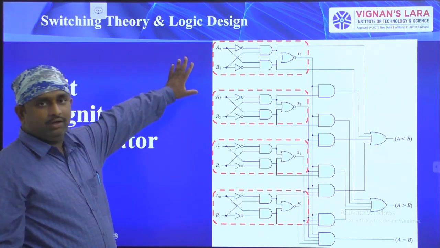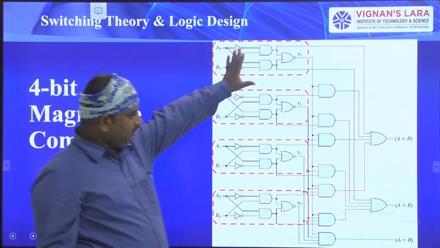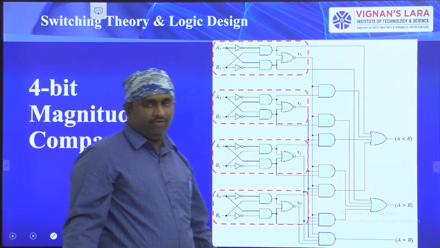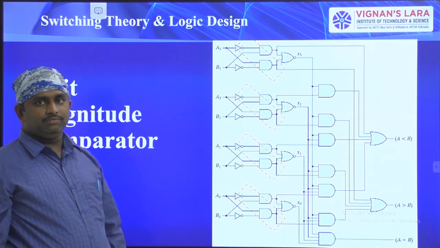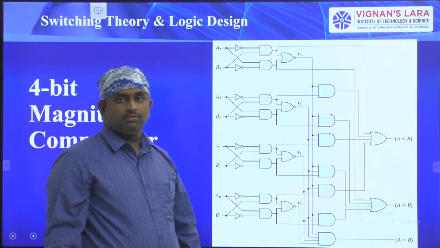So what have we done? First we did the single bit comparator operations. Then we are taking the AND gate and OR gate combinations based on our requirement. Okay. Right.